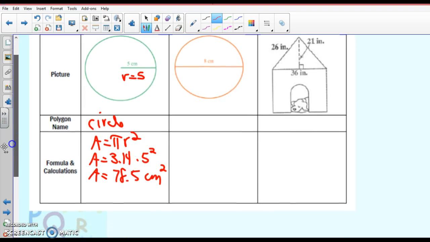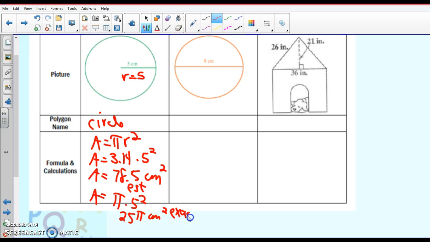Now, I want to show you something. That is an estimate. Why is it an estimate? Because pi is not 3.14. It goes on forever and ever. If you want it to be exact, you would write it this way. You would leave your pi. 5 squared is 25, so it would be 25 pi centimeters squared. That is the exact way to write it. You are going to need to know both of those. So if I'm asking you for an estimate, you're using 3.14. If I'm asking you for exact, you leave the pi in the answer.